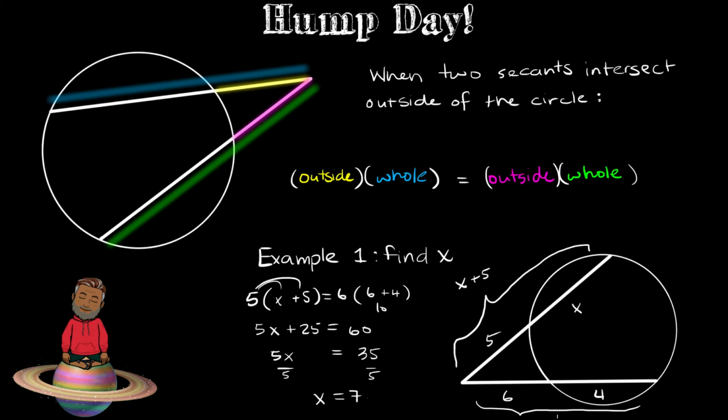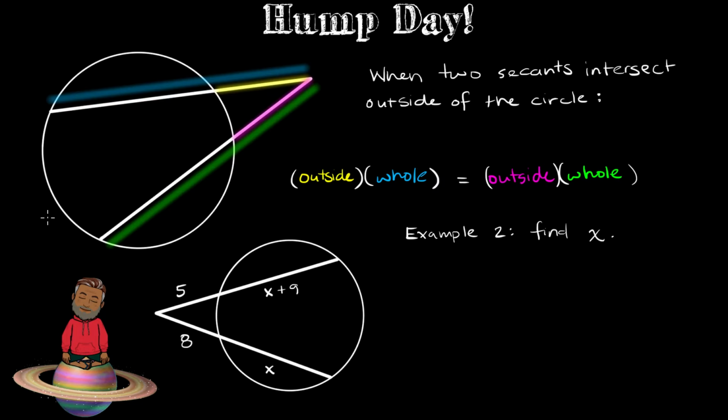Okay? All right, so let's take a look at another example using the same exact idea. What we have here is the same exact thing. We have two secants intersecting each other outside of the circle, and we apply the theorem, the property, and it's that the outside, which is 5, times the whole thing. Now, we're going to have to add the 5 to the x plus 9. So we're going to take the 5, and we're going to add it to x plus 9, which is x plus 14. So I can write down x plus 14.